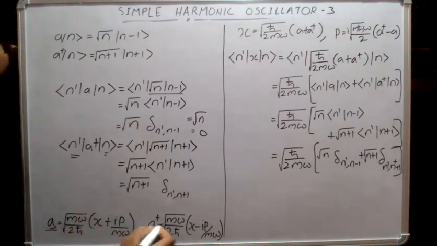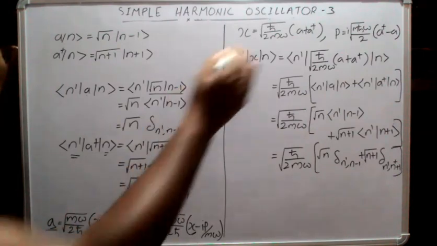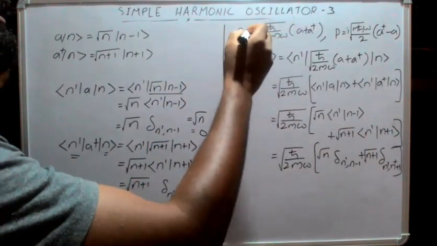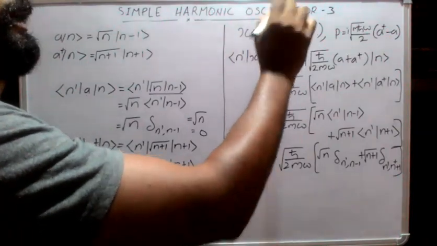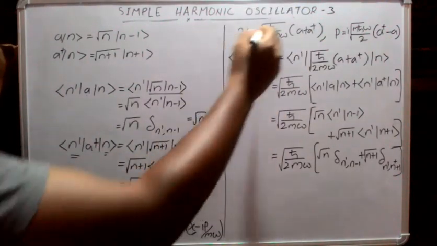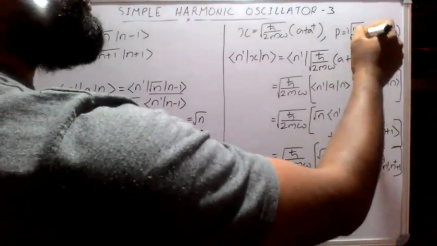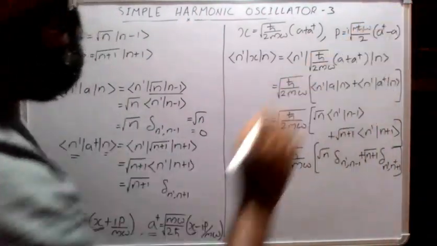From these two definitions, in both of these operators, x and p are included. So if we add this one and manipulate, we should get x equal to under root h cross over 2 m omega (a plus a dagger), and if we subtract this equation and manipulate, we will get p equal to i under root m h cross omega over 2 (a dagger minus a).